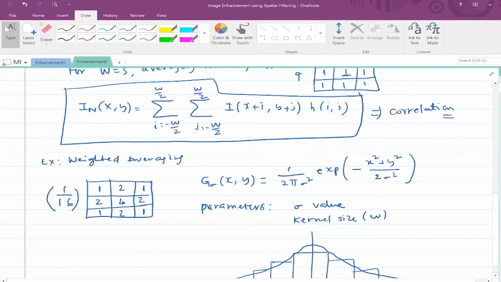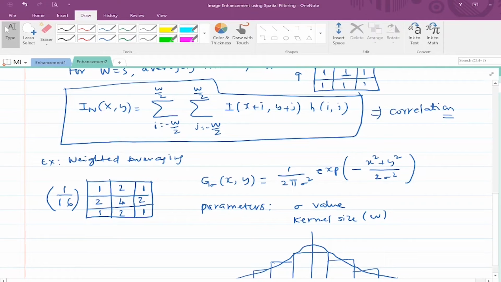What we refer to as an enhanced image is a smoothed image, for example. Later we could use different masks for other enhancement operations. For example, where you would like to use edge enhancement, you will see different values for h of i comma j. Since you know another function similar to correlation from your DSP background, what is the function which has certain similarities with correlation? It is convolution.